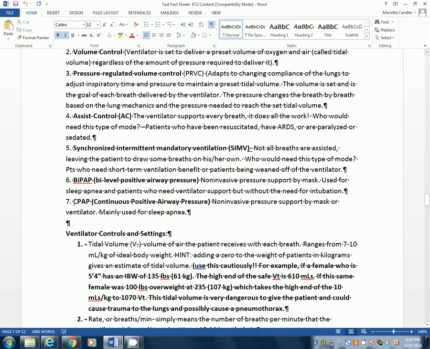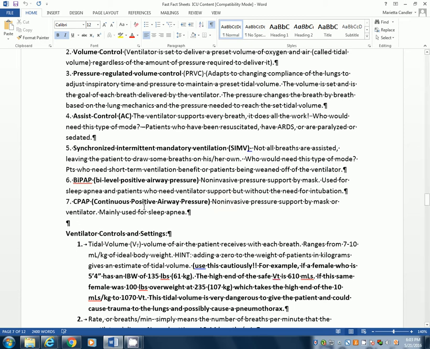BiPAP and CPAP, a lot of times they are giving this as they, again, are weaning them off as well. BiPAPs are really non-invasive pressure supports that you get with a mask. Usually a lot of times used with sleep apnea and patients who need ventilator support but without the need for intubation. So it will be someone who needs that extra boost, that extra air without being actually intubated.